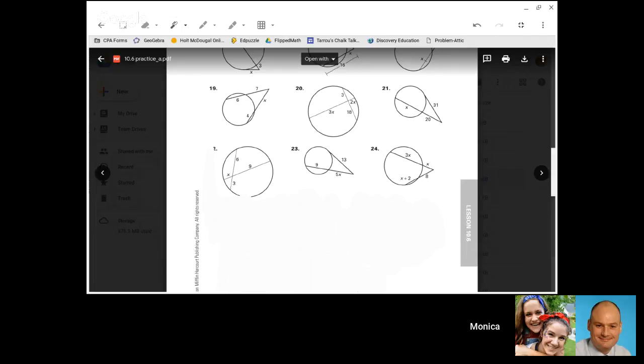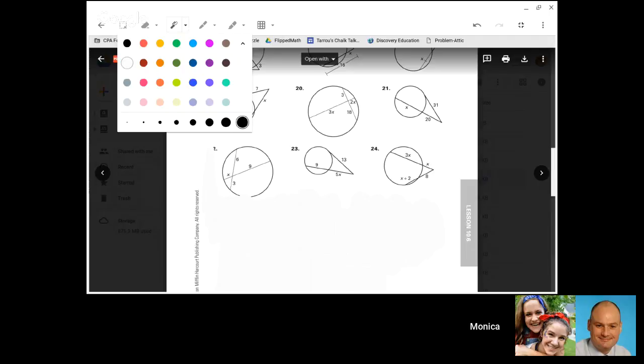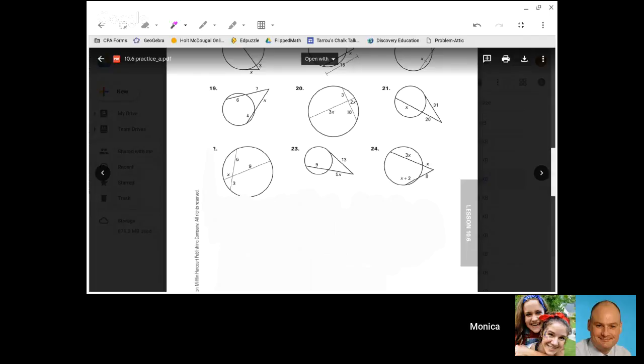Okay, so for these, when you look at these, like 23 is a tangent and a secant, okay? There's only one of these tomorrow. 23 is a tangent and a secant, and 24 is two secants. Do you see the difference between the two?